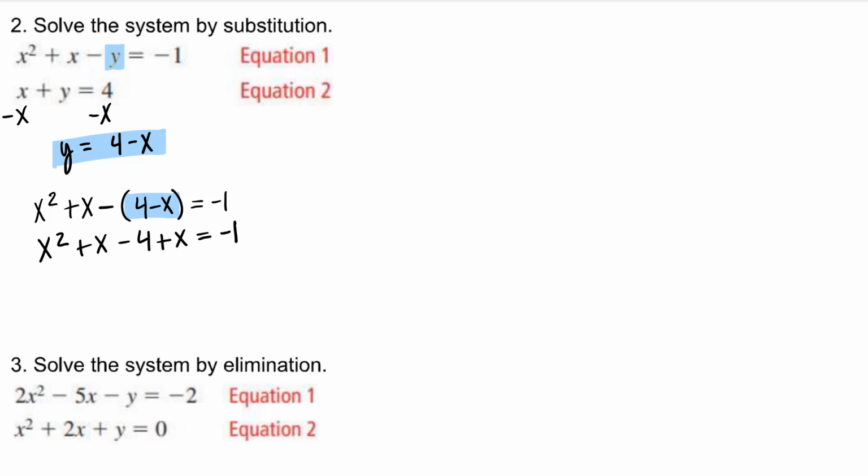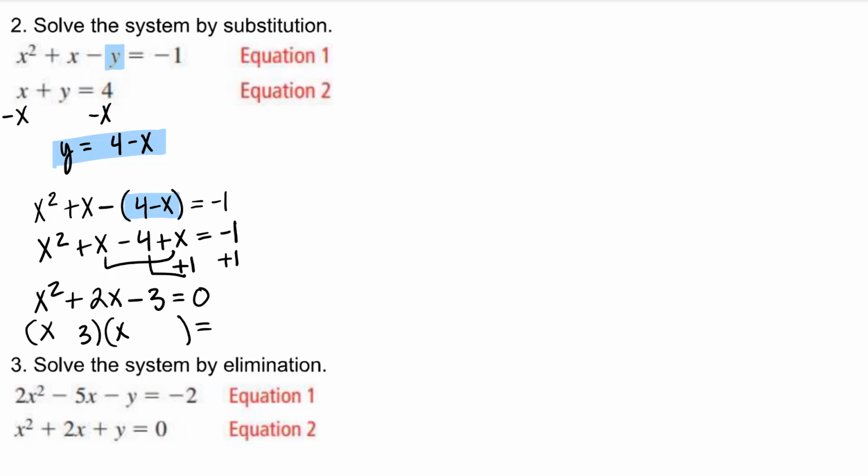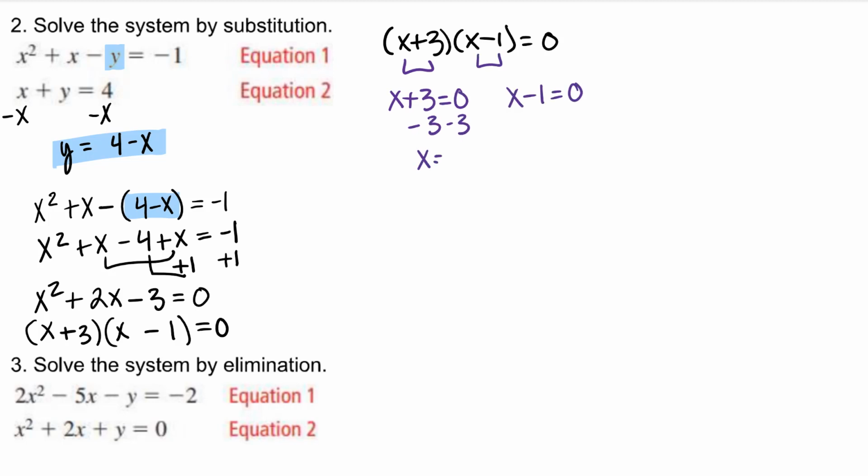The first thing I'm going to try is to bring everything to one side and try factoring. We need two numbers whose product is -3 and sum is +2. 3 and 1, where the 1 is negative and the 3 is positive. Now use zero product property to solve. It looks like we have two x values, so go ahead and plug these into equation 2 in order to find the corresponding y values.